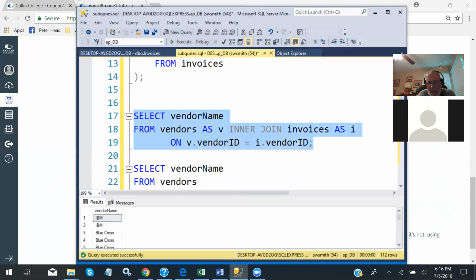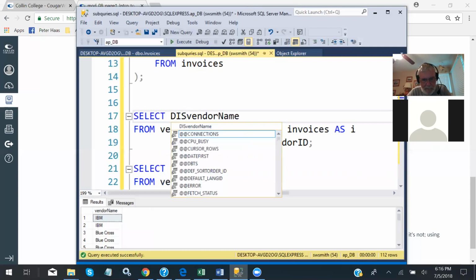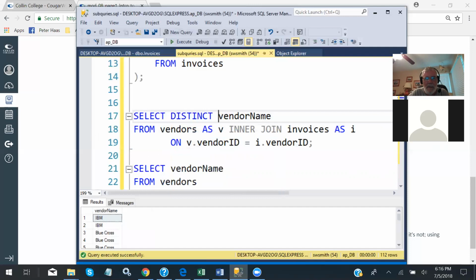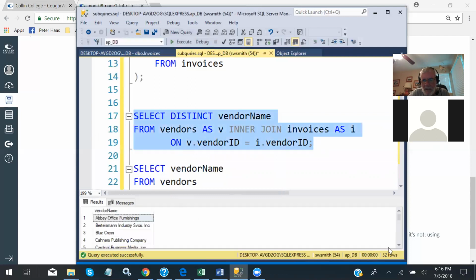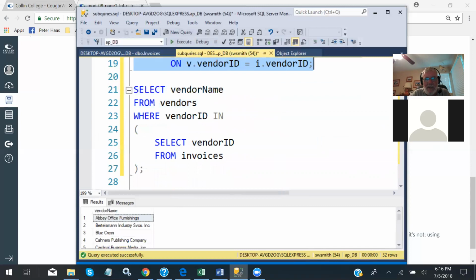So if I execute that, select distinct vendor name, if I were to do it that way. So here I got my 32 rows, because I got a lot of duplicates in this one. And it's the same thing as this one. Select vendor name where a vendor ID is in this guy.